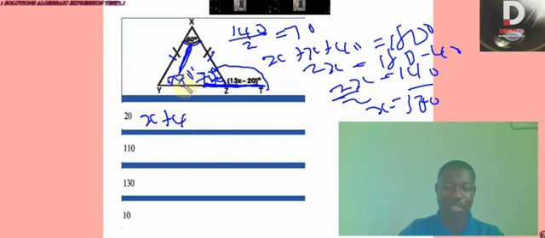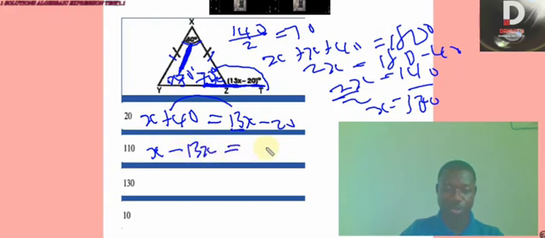X plus 40. I'm using the sum of two interior angles equal to the external opposite to it. Plus 40 equal to 13x minus 20. So let's group like terms. So when I group like, I get x minus, because the 13 is coming here, crossing the border to this side. So it becomes what? Minus 13x equal to, this is already minus 20. 40 is coming as well, minus 40. So here I get minus 12.